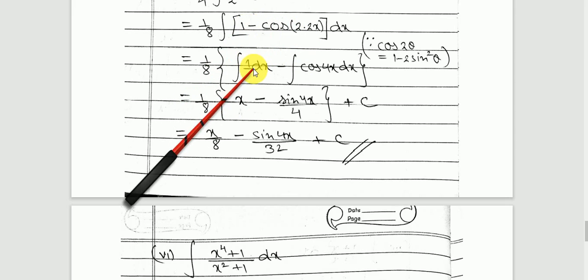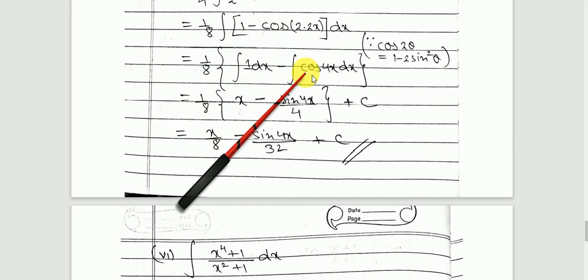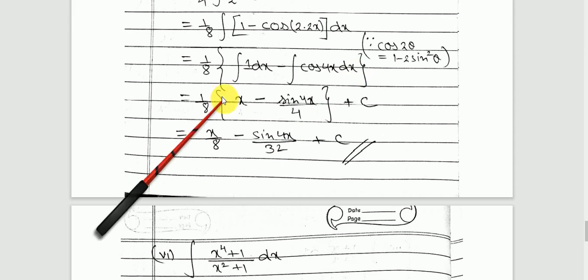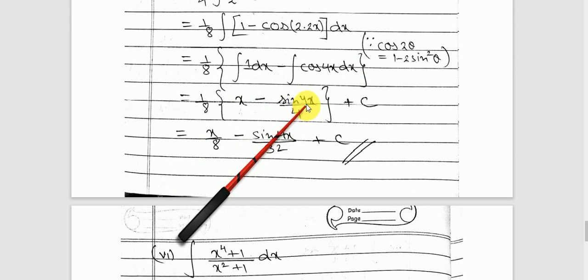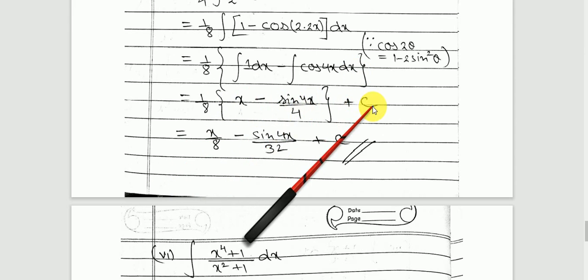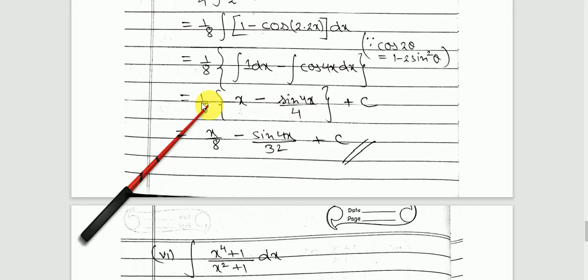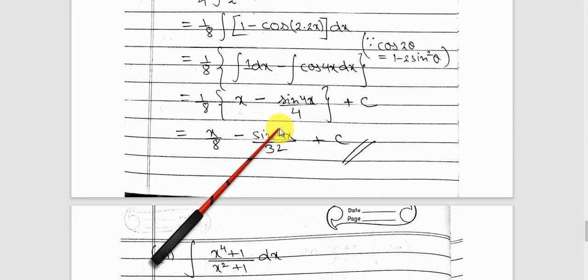So write them separately. So you get integration of 1 minus integration of cos 4x. Integrate them, you get x minus sine 4x upon 4 plus constant of integration. Simplify further and you get your answer.